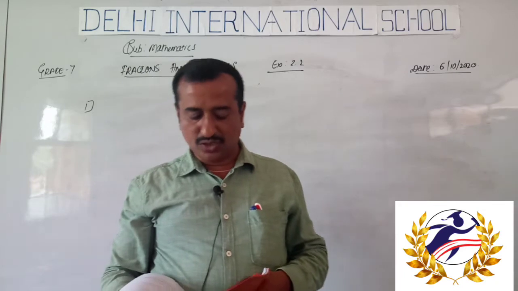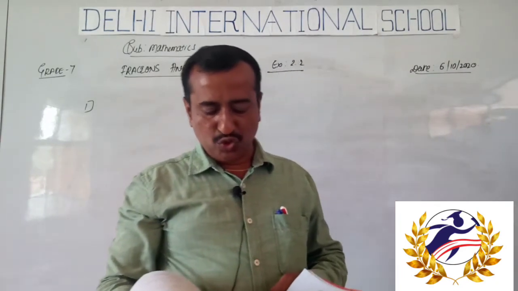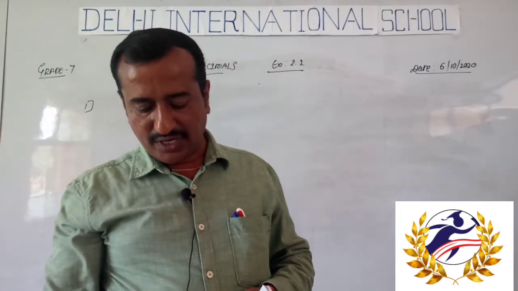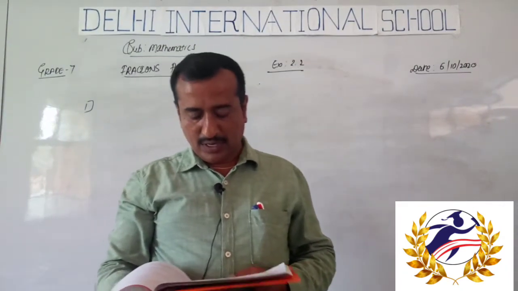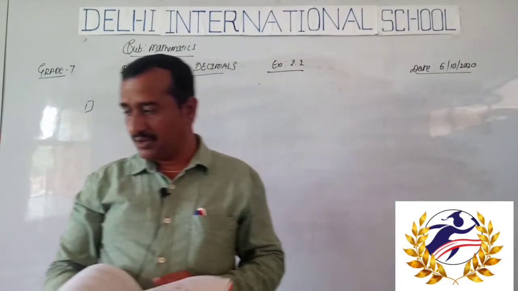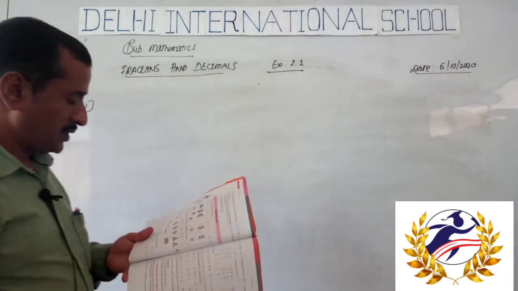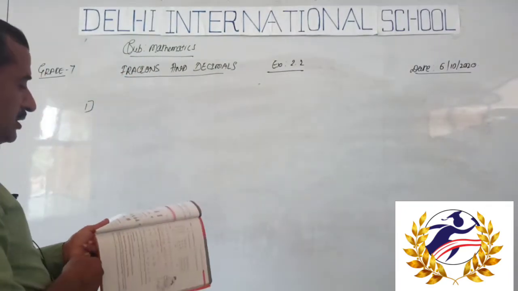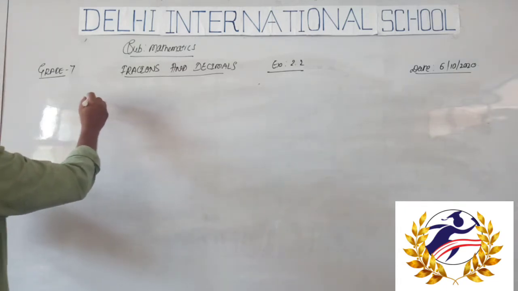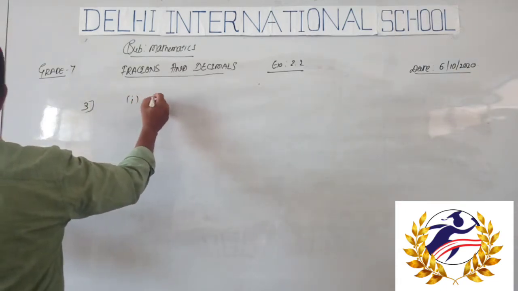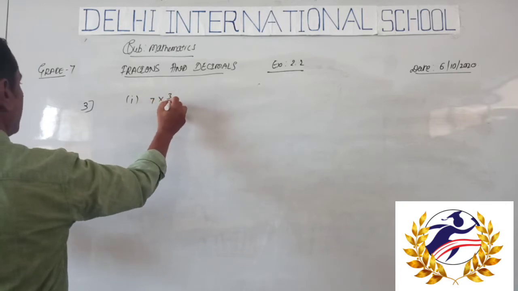Come to the third main question: multiply and reduce to lowest form and convert it into mixed fraction. Shall we move on to that? I will explain the first 4 sums, reminding you how to do them. Okay. Third main, exercise 2.2. And the first one is what? 7 into 3 by 5.